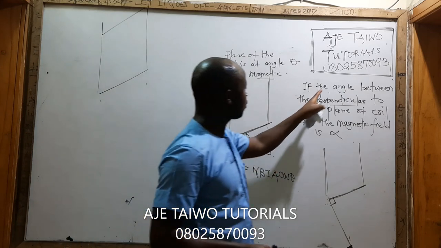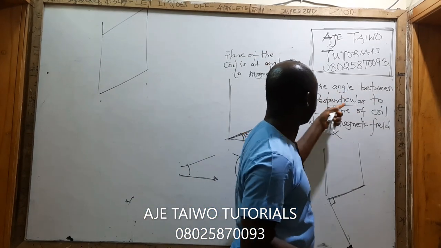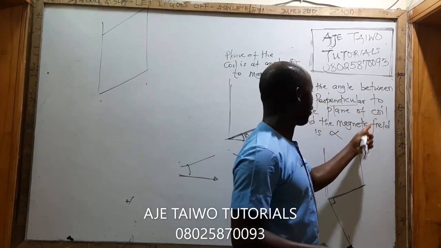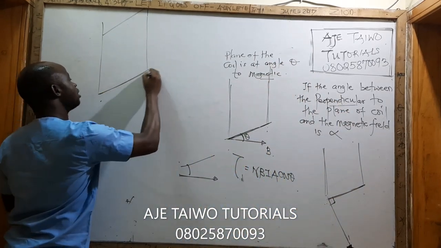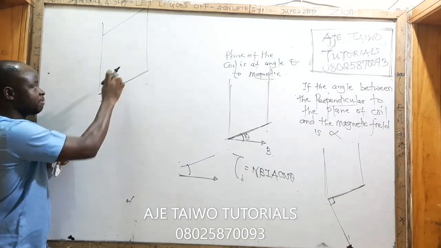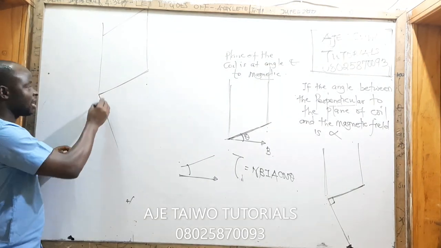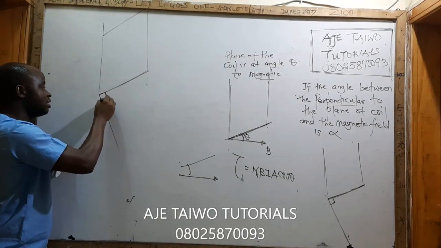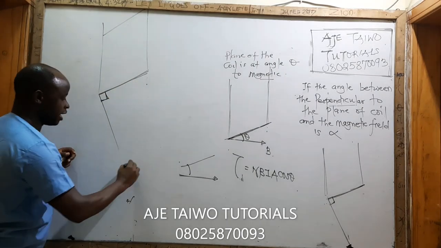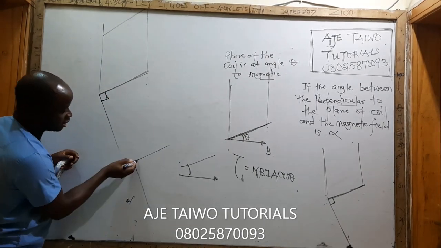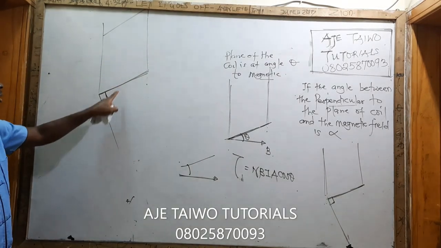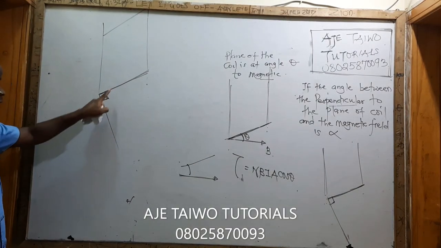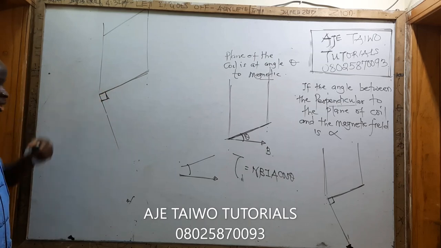Now, we have the angle between the perpendicular to the plane of the coil. There's a perpendicular to the plane. Where's the plane? This is the plane. Where's the perpendicular to this plane? Something like this, a line making an angle of 90 degrees to this plane. This is called a perpendicular to the plane of the coil. That means this line and this line are at 90 degrees from each other.